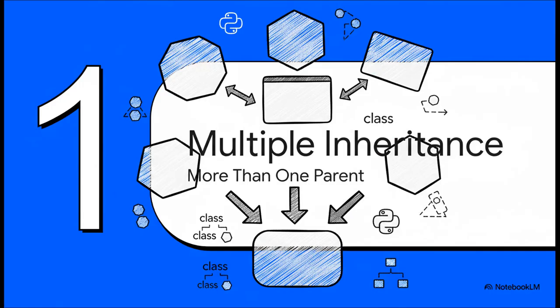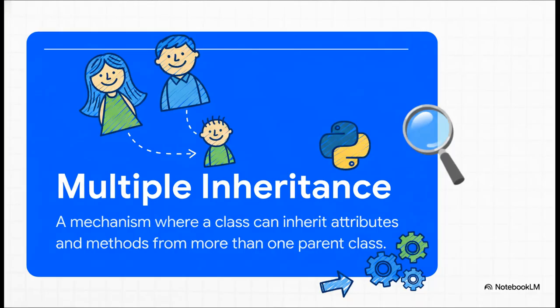All right, first up, let's talk about something that sounds a bit like a family tree drama. What happens when a class has more than one parent? This is called multiple inheritance. So, what is multiple inheritance? Well, it's basically a way for a class to inherit features, attributes and methods, from more than just one parent class. Think of it like a kid inheriting traits from both their mother and their father.